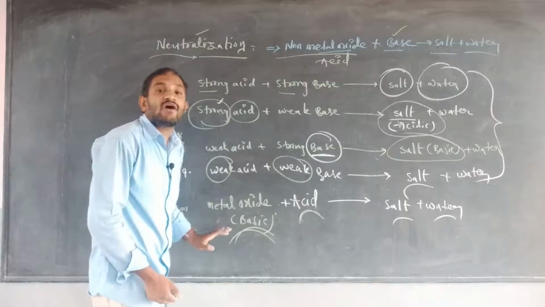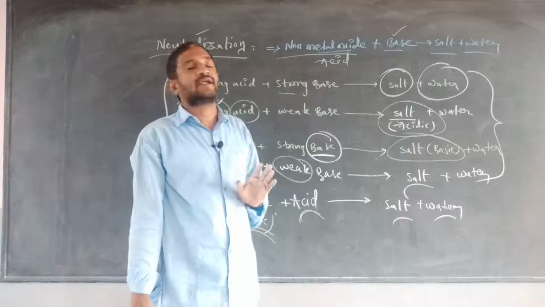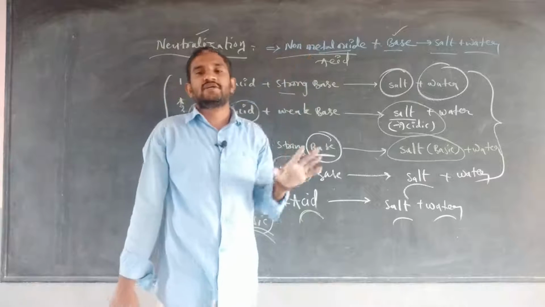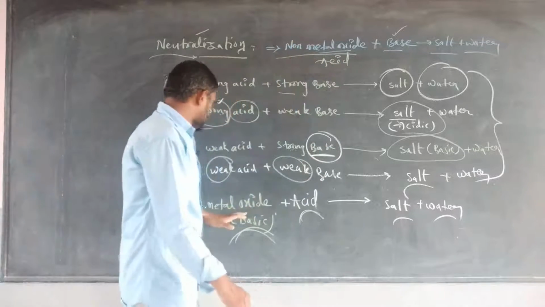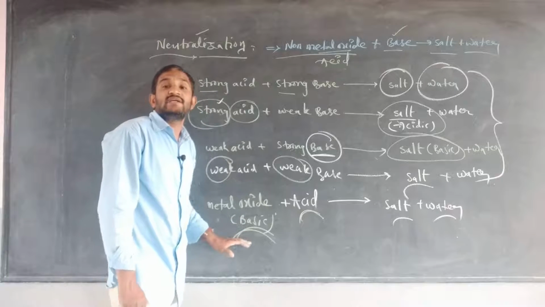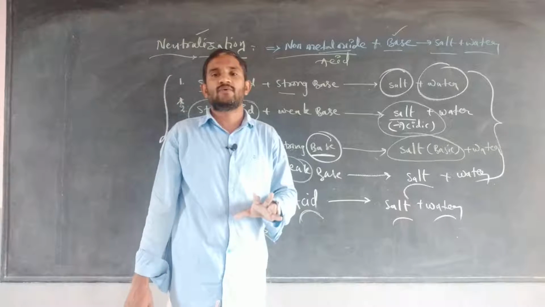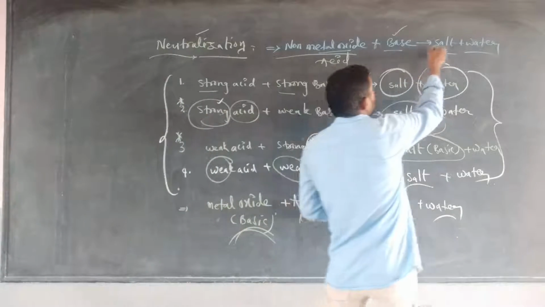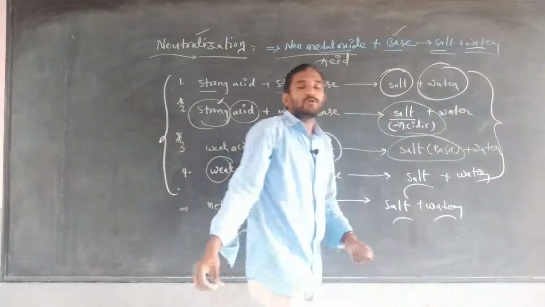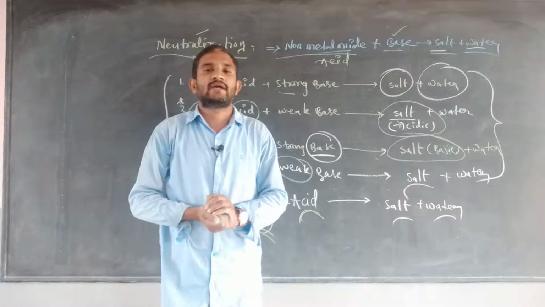What we have to remember finally is that non-metal oxides are acidic in nature and metal oxides are basic in nature. Non-metal oxides are acidic, and metal oxides are basic only. That we have to remember. Final products, as usual, are acid plus base giving salt plus water.